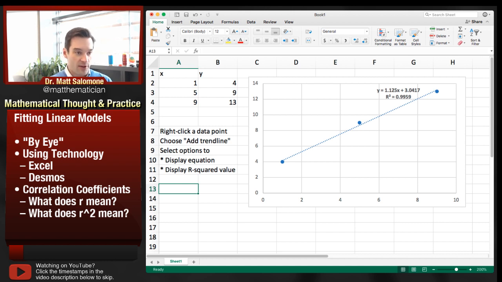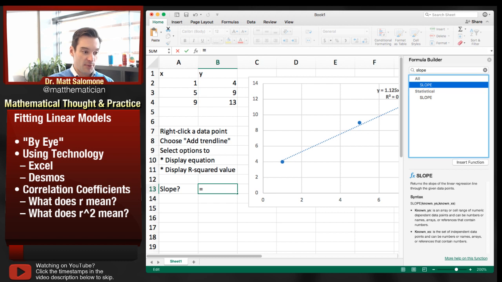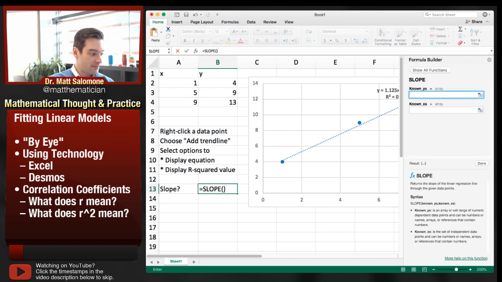The other way of doing this is to use Excel spreadsheet functions. For example, if I just want to know what is the slope of my linear association, what I can do is use an Excel function called, appropriately, slope. I can get that by choosing the insert function. It's this little FX button up here. And in my formula builder, I can just type the word slope. This gives me a function called slope that if I insert it, it's going to then prompt me for where are my Y values and where are my X values.